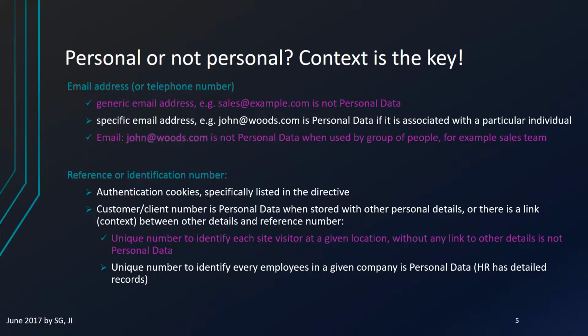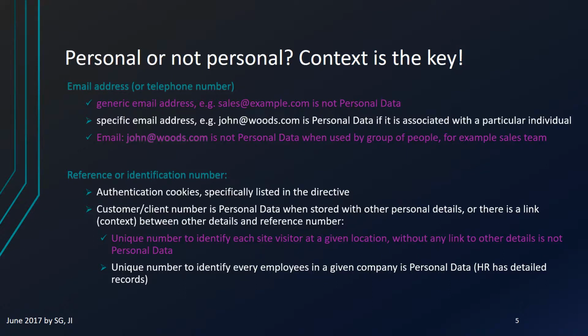If there is a specific email address, for example, john@woods.com, that would be considered personal data, as it's associated with a particular individual, so we can more than likely assume that it's John Woods who owns this email address. However, if the email address john@woods.com is being used by, say, John and his family or John and his PA, then that would not be considered as personal data, as more than one person is using that email address.